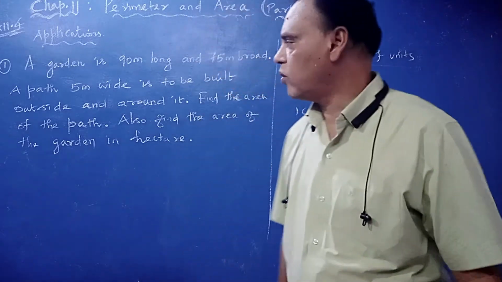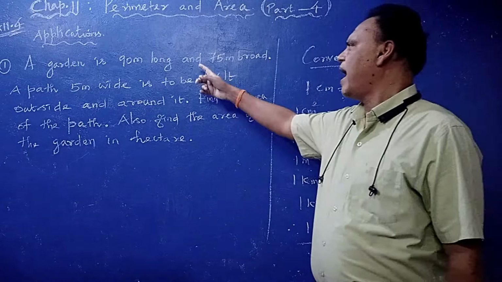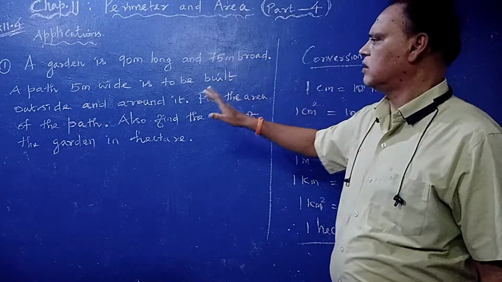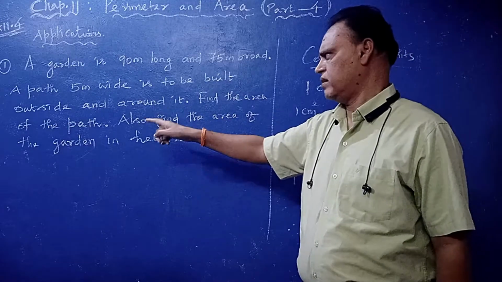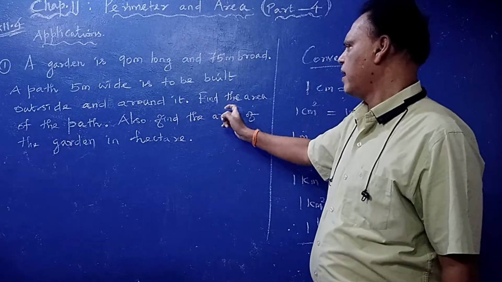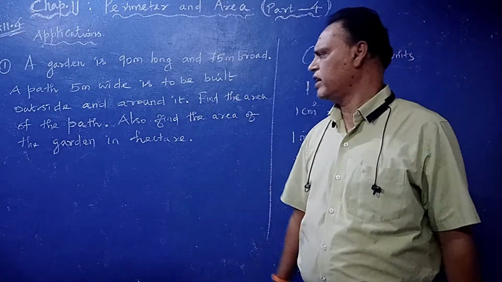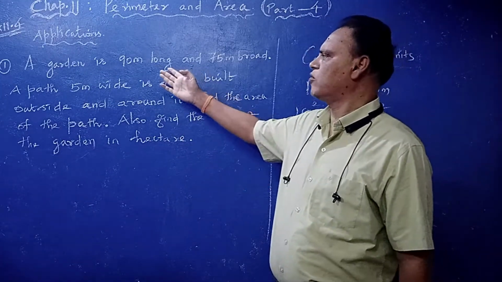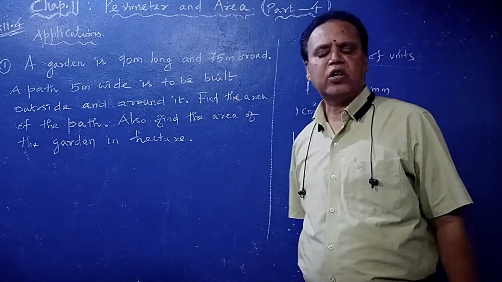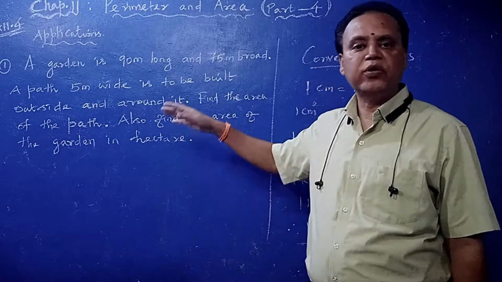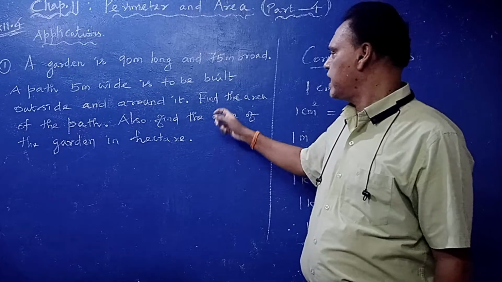Now we will see the problems. A garden is 90 meter long and 75 meter broad. A path 5 meter wide is to be built outside and around it. Find the area of the path. Also find the area of the garden in hectare. Area of the garden we can easily find out. That is, the garden is 90 meter long and 75 meter broad, means length into breadth is the area of the garden. So now we have to find out the area of the path.